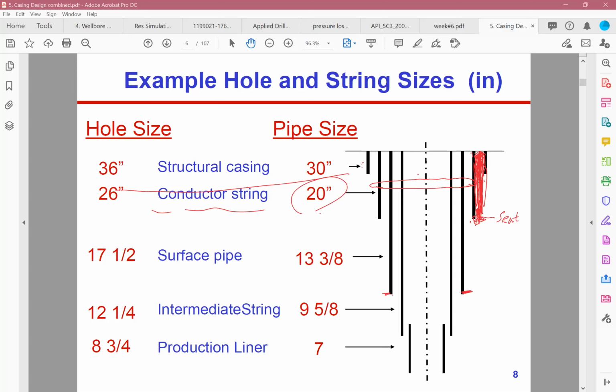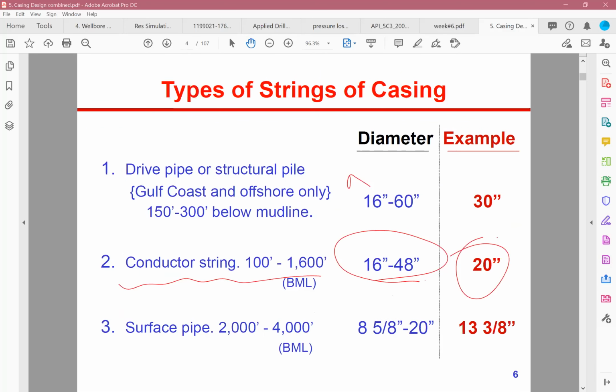But then you run the second casing, which is called surface casing. And the purpose of surface casing is usually to protect those freshwater formations, because the depths for which those freshwater formations are usually within the setting depths of the surface casing, 2,000 to 4,000 feet. Okay, it might be different depending on the area that you are drilling.